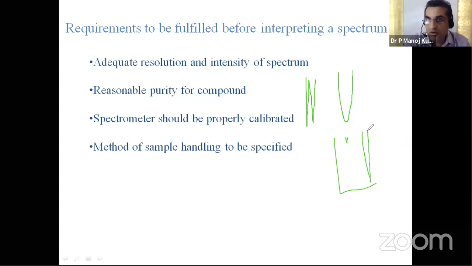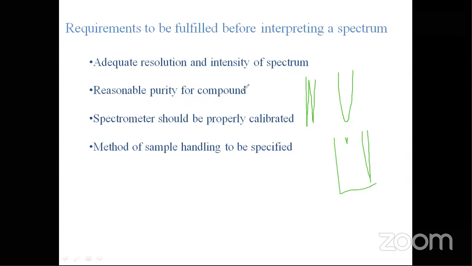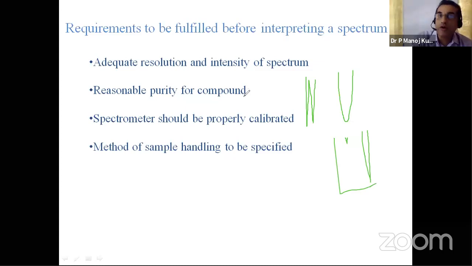Intensity, if it is very high, only then will you be able to identify it. So you should select those bands where the intensity is reasonably good. Then purity of the compound is very important. Sometimes what will happen is your compound will be mixed with water, and it again contains an OH group, and that can give a peak, and you will misinterpret it for an OH group in your compound.